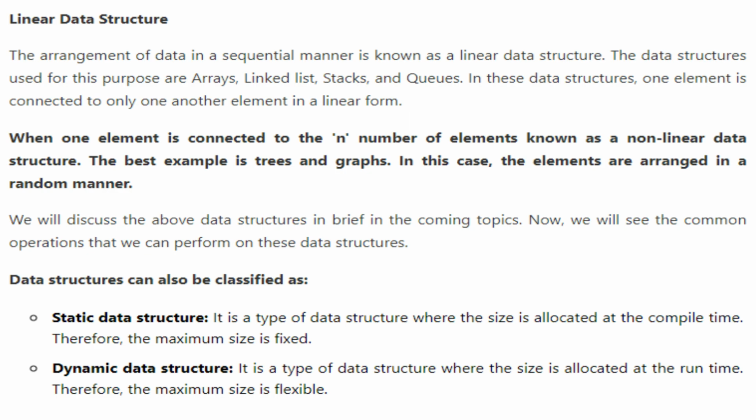Now data structures can also be classified as static data structure and dynamic data structure. Now what is static data structure? A static data structure is a type of data structure where the size is allocated at compile time. Therefore, the maximum size is fixed. Now the dynamic data structure is a type of data structure where the size is allocated at runtime. The above one was compile time and this one is runtime. Therefore, the maximum size is flexible.